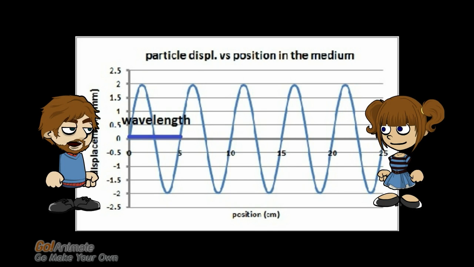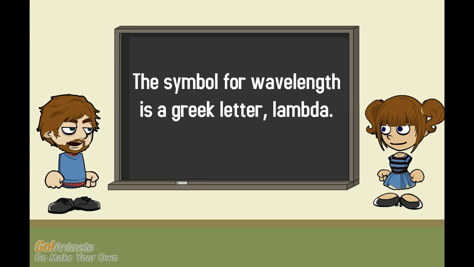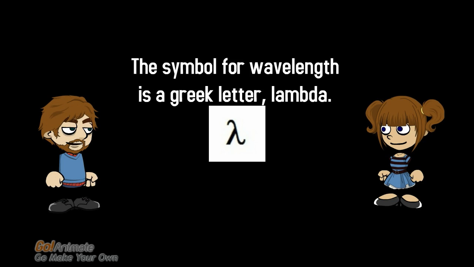We still see wave cycles in the graph. We can still measure the length of a wave cycle. But now it will tell us how long the wave is. We call this wavelength. In this example, the wavelength is 5 centimeters. We use the Greek letter lambda, which is still an L, to represent wavelength. Here is what it looks like.